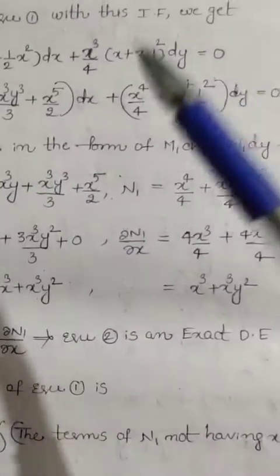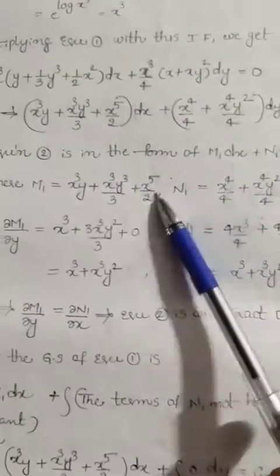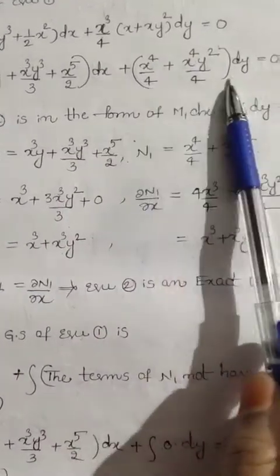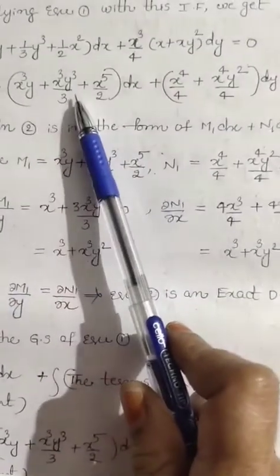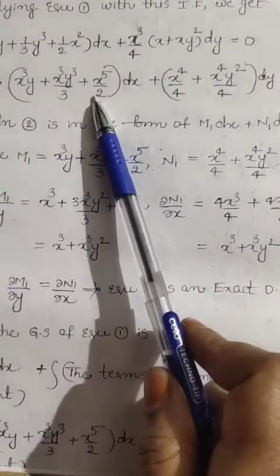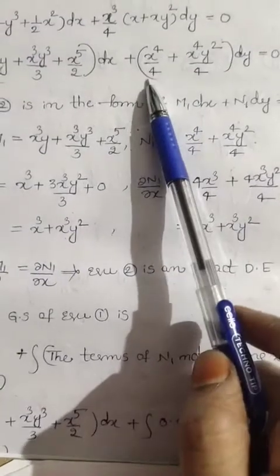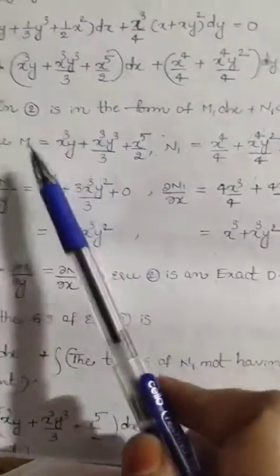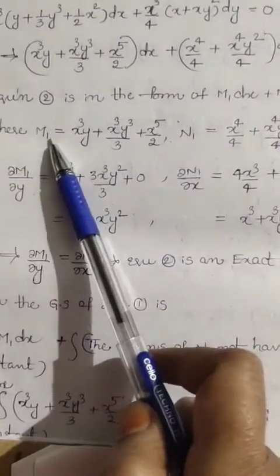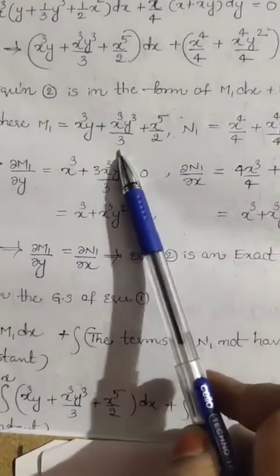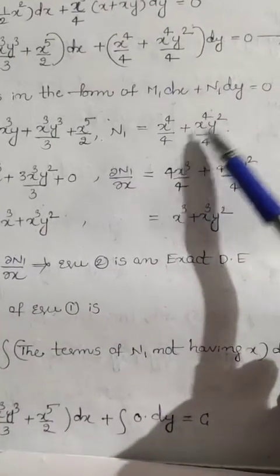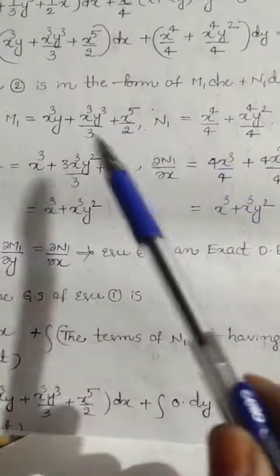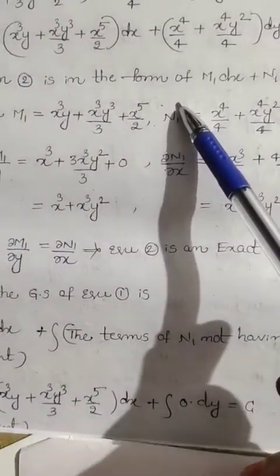Again, this equation 2 is in the form of M1 dx plus N1 dy equal to 0. Here M1 equals x cube y plus x cube y cube by 3 plus x power 5 by 2, and N1 equals x power 4 by 4 plus x power 4 y square by 4. Now we have to find the partial derivatives of M1 and N1.